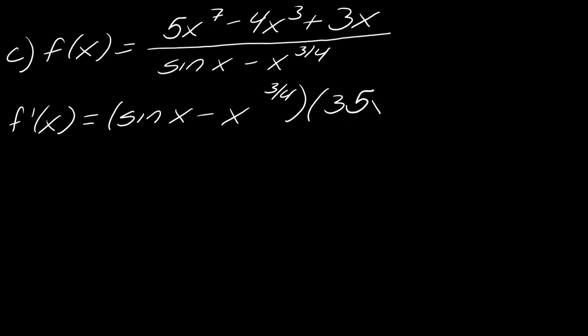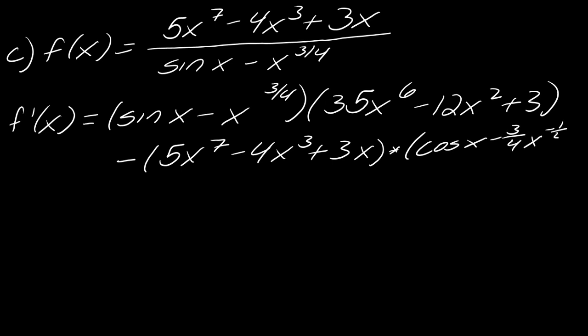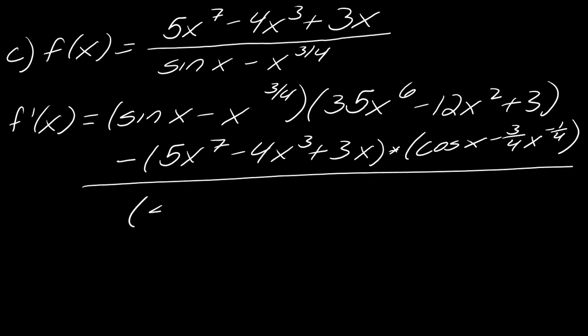So this will be 35 x to the 6 minus 12x squared plus 3. So that's the first part of the derivative. Now I have to subtract off. So I leave the top function alone, and then I take the derivative of the bottom function. Oops, and I almost lost that x. So this times cosine of x minus 3/4 x to the negative 1/4. And then once again, it's going to be all of that over sine of x minus x to the 3/4 squared.